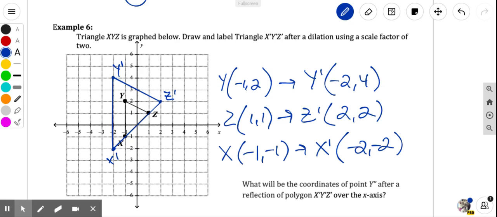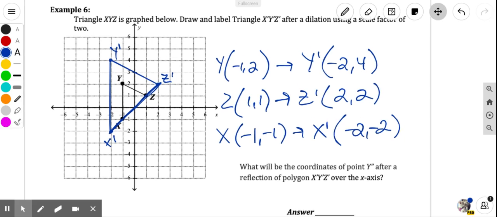There we go. Notice before when I said that the image and pre-image sides were parallel, I said there's one exception when the pre-image goes through the origin or the center of dilation. That's what I meant here. See how these aren't parallel? XZ and X prime Z prime, they coincide. They're on top of each other, but the rest are parallel. So that's that. And then let's see this last question.